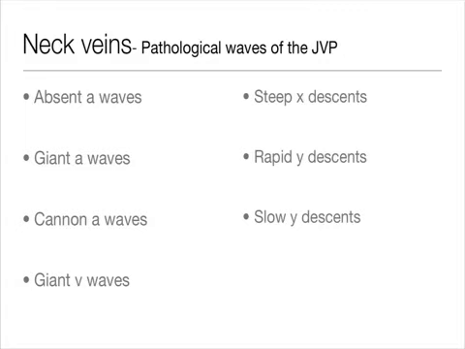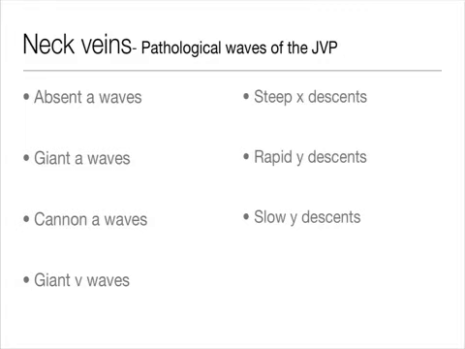Giant A waves, on the other hand, are caused where there is tricuspid stenosis, so a very high pressure in the right atrium, as the right atrium is unable to eject blood through the tricuspid valve, and you'll see that as a reflection of blood being pushed up into the neck veins. Similarly, Cannon A waves are caused by atrial contraction against a closed tricuspid valve, and this can occur in complete heart block where it occurs intermittently usually.